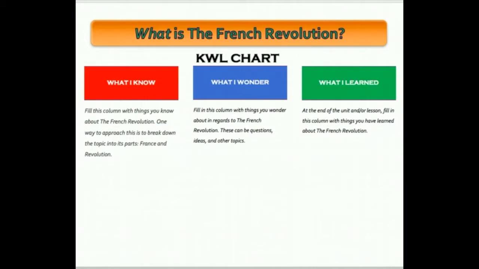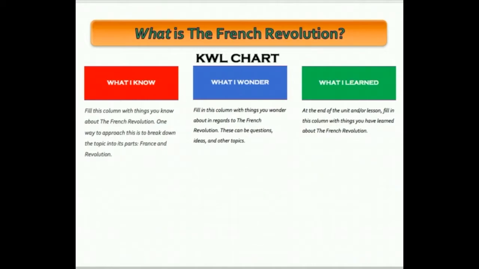In the next column, which is blue, we will look at what we wonder about the French Revolution. Fill in this column with things you wonder about in regards to the French Revolution. What do you not know about, but want to learn about with the French Revolution? These can be questions, ideas, and other topics.